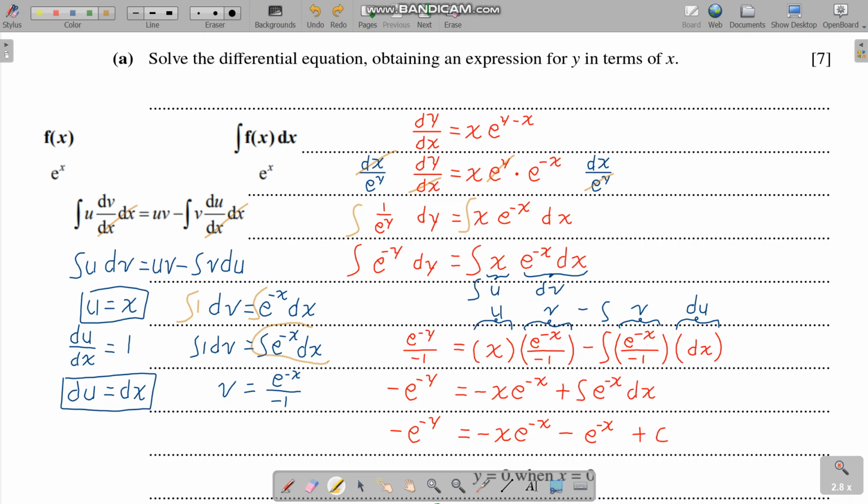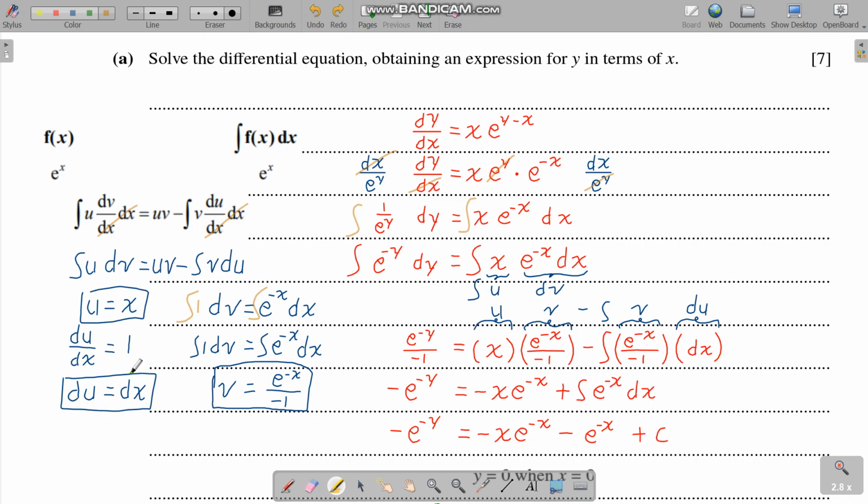And for the integral of e to the power of minus x, we use this rule. So the integral is exactly the same, but we have to divide by minus 1 because of the chain rule, because of the derivative of minus x. So we have the u as well. We have everything we need. So we just replace the u with x. The u is x, and the v is this guy here, and the du is dx.